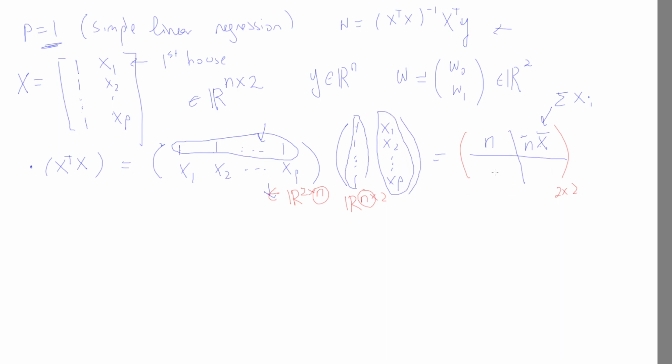What about this guy here? Well, this is going to be exactly the same thing, because it's the second row times the first column. So again, n x bar. And finally, the 2 by 2 element is going to be the second row times the second column. So that's going to be n x squared bar. Okay? Let me just clean this up a little bit.